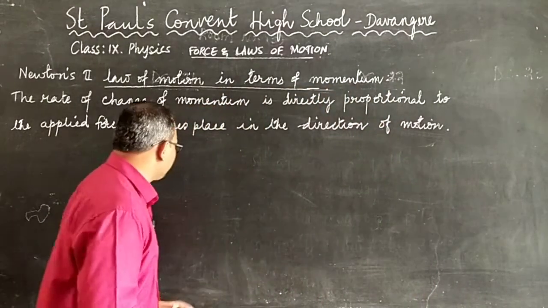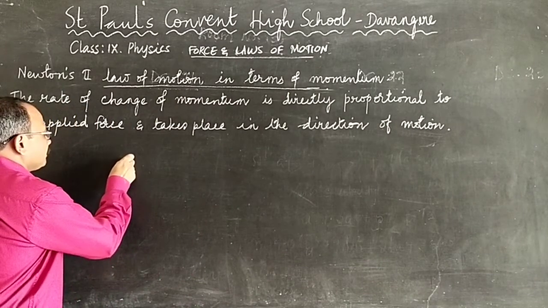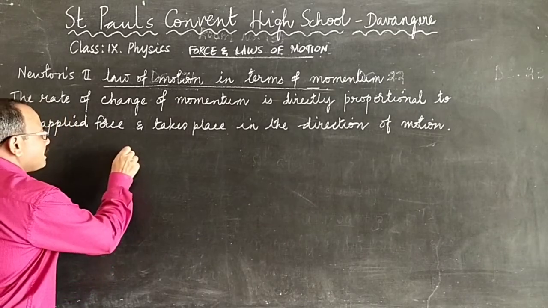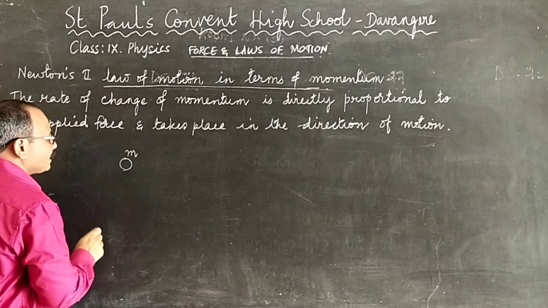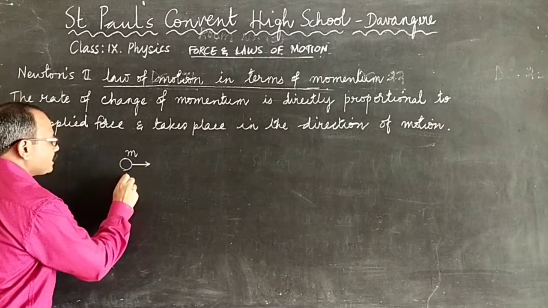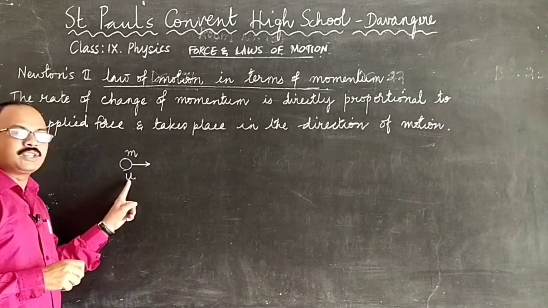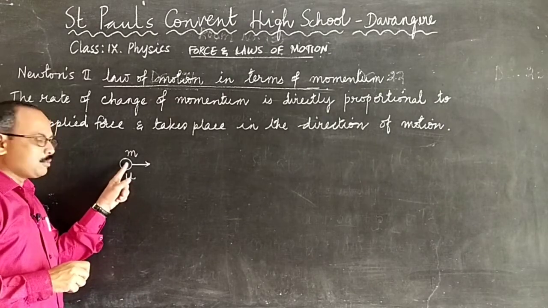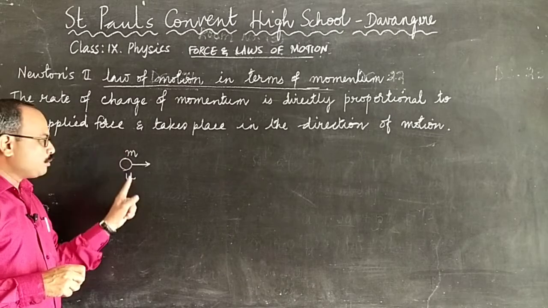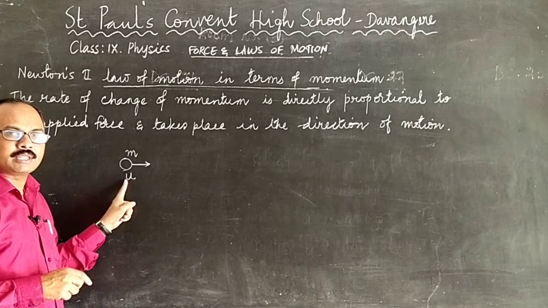Listen carefully. A vehicle whose mass is m moves in this direction with a velocity. Therefore, I have taken initial velocity. This object, a vehicle having mass m, moves with some velocity. Let me consider this as initial velocity u.